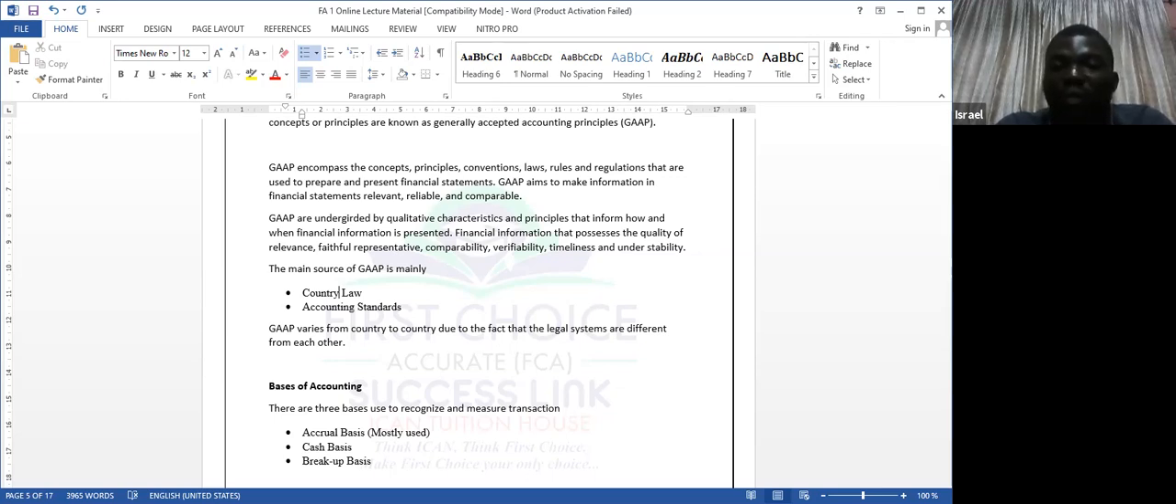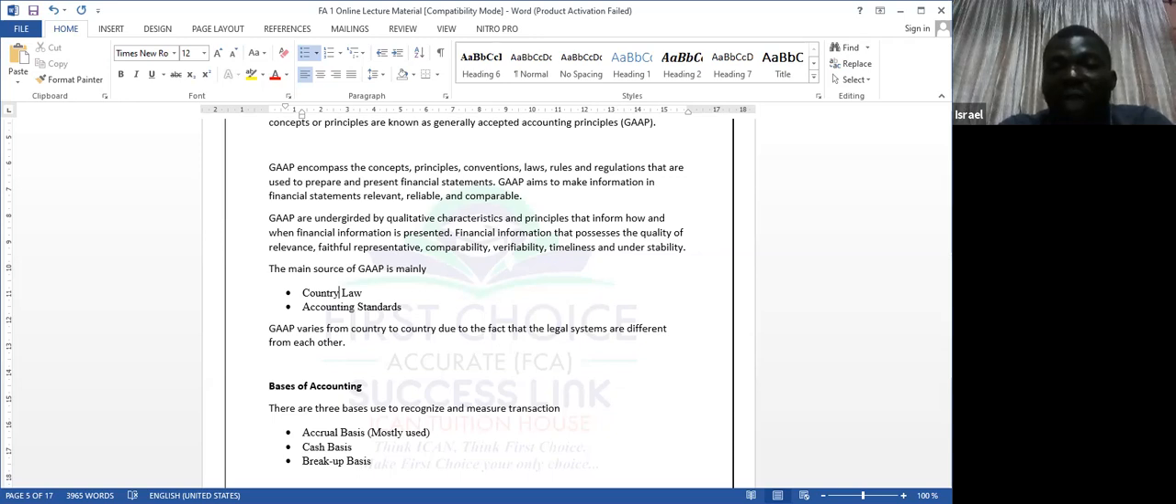Examples of country law are the CAS or the CAMA. So it's about how you should prepare the financial statement, the date, period and duration for you to file the financial statement, and particular issues to address when it comes to some areas in your financial statement. So we have that. Then we have accounting standard. Examples of accounting standard are your IAS and IFRS.